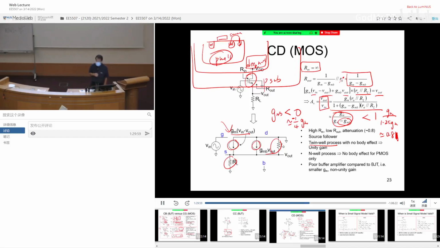The second inferior property is that Gm for MOSFET is only proportional to the square root of current. But Gm for BJT is proportional to collector current. So you can get much larger Gm for BJT using the same current compared to MOSFET. So therefore, BJT is actually a better buffer amplifier. In fact, a buffer amplifier is also known as a power amplifier. So you will know that a lot of the time for power amplifiers, people prefer using BJT.